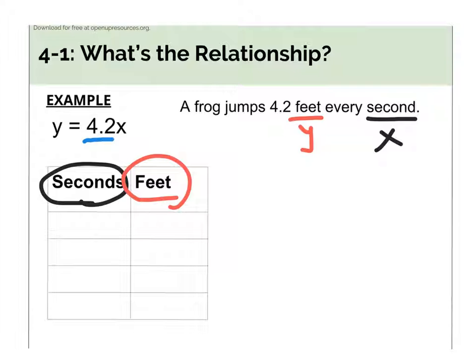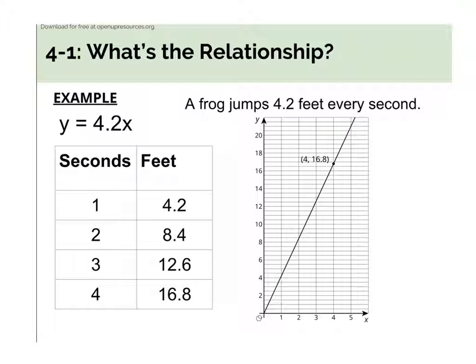And let's look at this situation here, and I'm going to make a graph and a table to represent what's going on. I've used that information to fill this out. For every 1 second, we know we jump 4.2 feet, and that's my rate. So if I continue filling this table out, I use that rate: 2 times 4.2 is 8.4, 3 times 4.2 is 12.6, and 4 times 4.2 is 16.8.